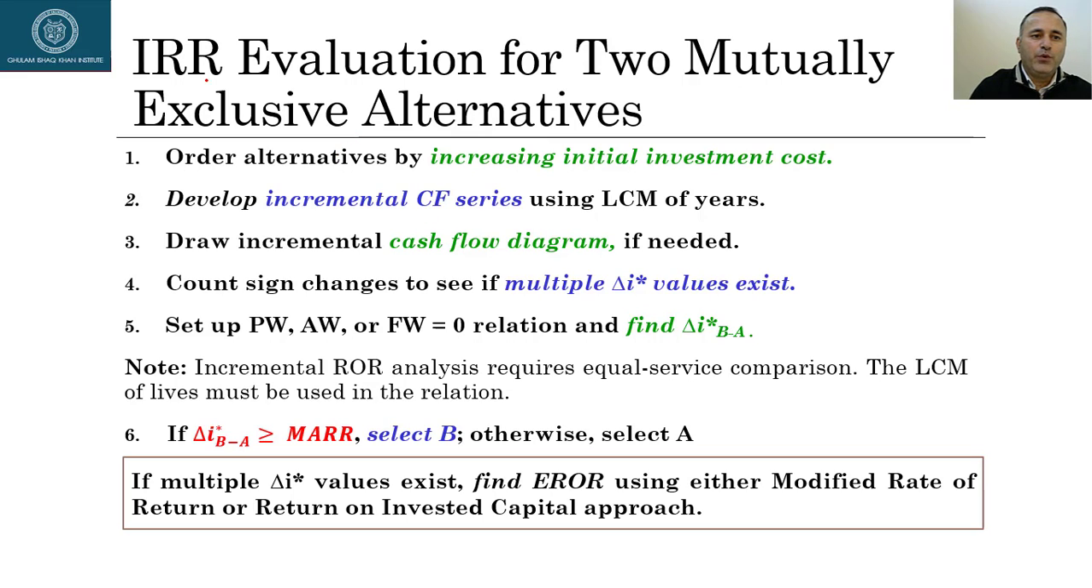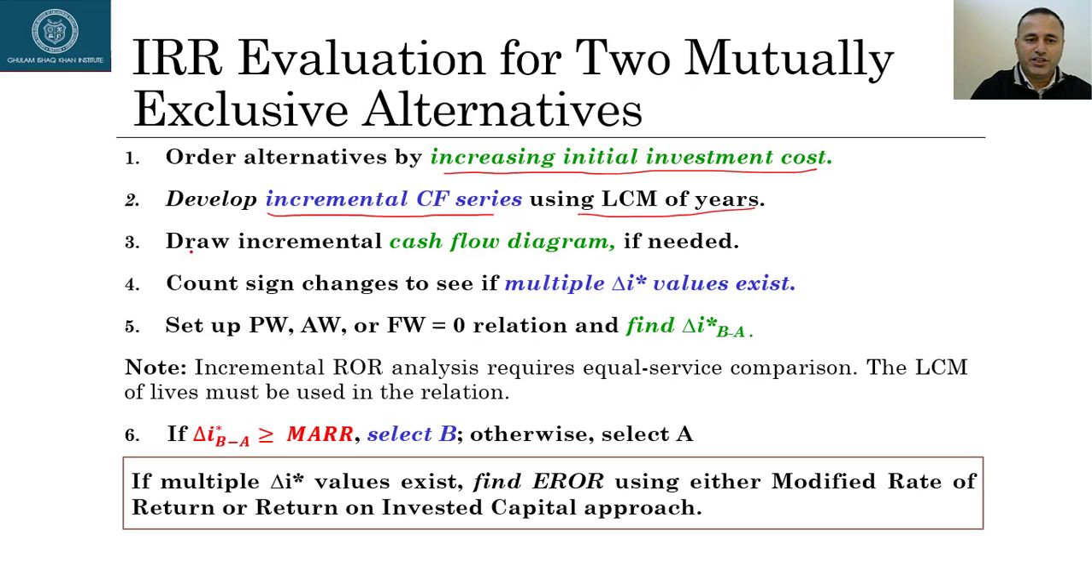If I'm evaluating IRR for 2 mutually exclusive alternatives, there are a few steps that we need to follow. And these steps, once I give you a numerical example, are straightforward. The first step is that I have to order the alternatives by increasing initial investment. Then the second step would be to develop the incremental cash flow series using the LCM of years.